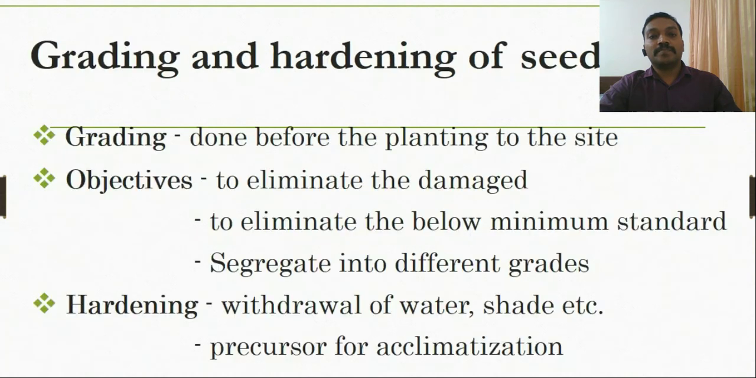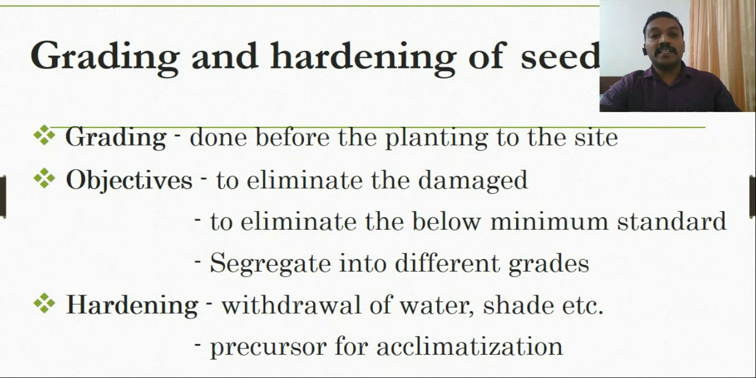And another important aspect after the water budget is about the grading and hardening of seedlings, because this is a very important and significant step taking place in the nursery area before the plants are actually moved to the forest area. And these are basically done before the planting to the new site.